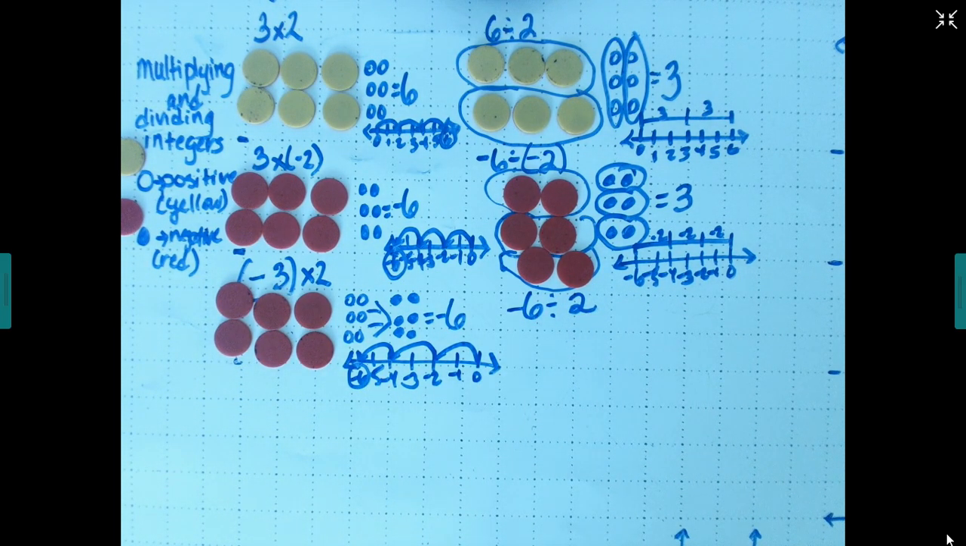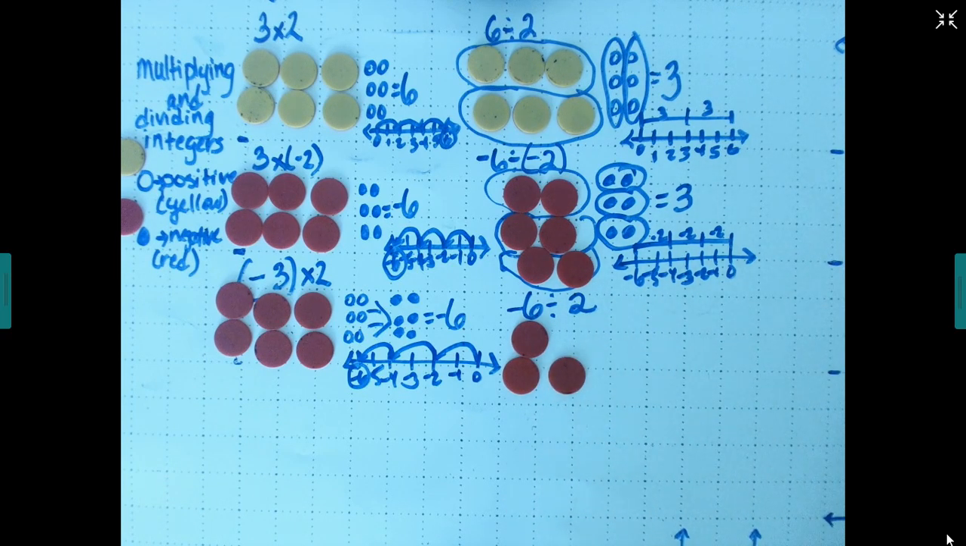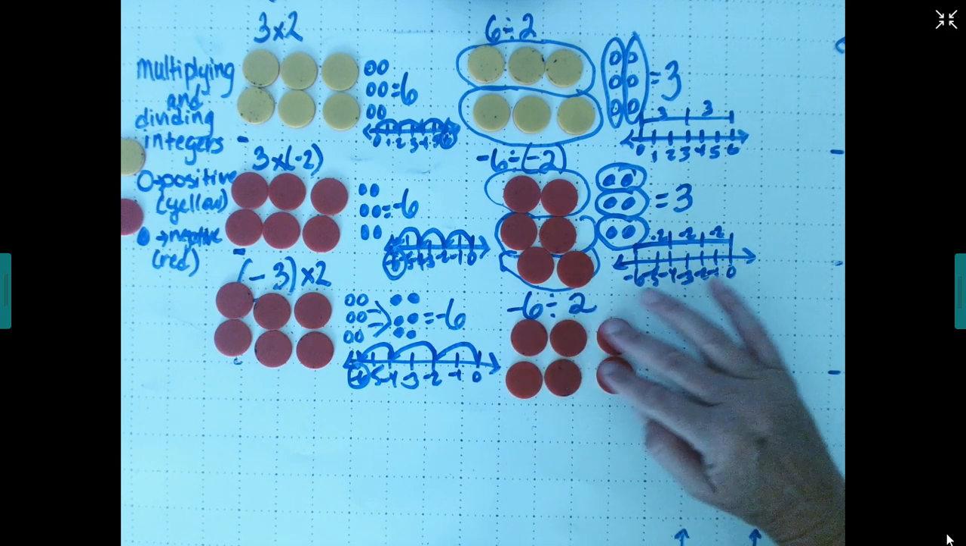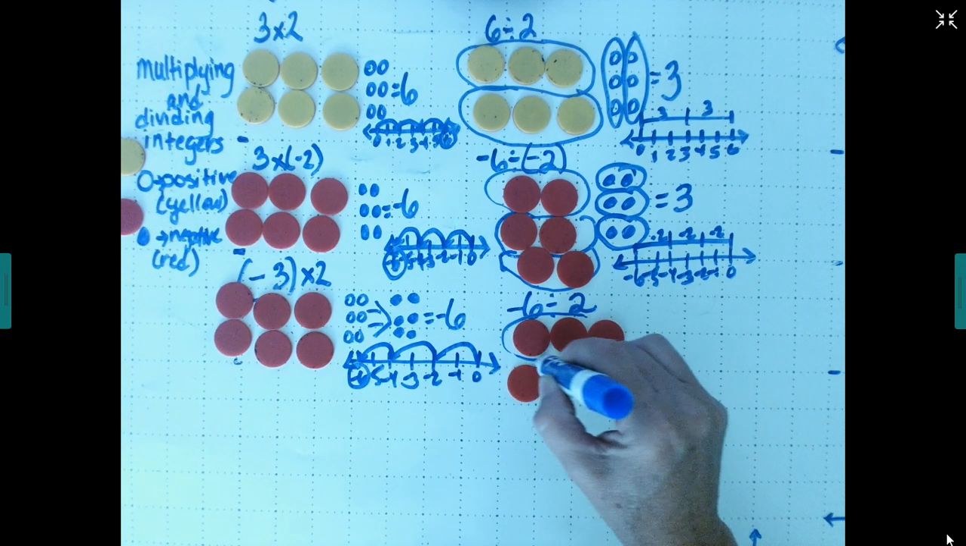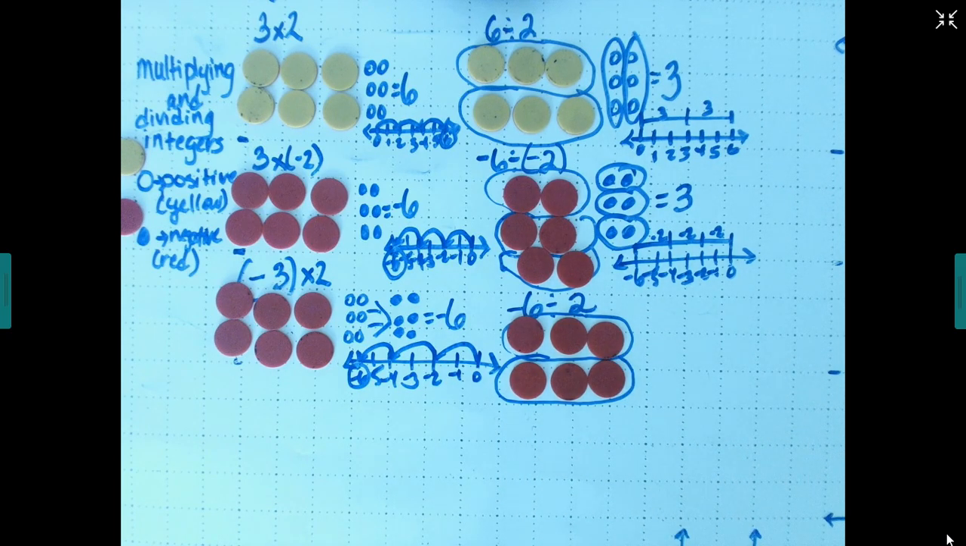So what we're saying is, this time we're going to look and we're going to say we have -6 and we want to divide it into 2 groups. So let's start with our -6. Here's our -6. And we want to divide this into 2 groups. So 2 equal groups. So we're looking here, there's 1 group and there's 2 groups there. So when we're looking at that, how many is in each group? What is each group made up of?